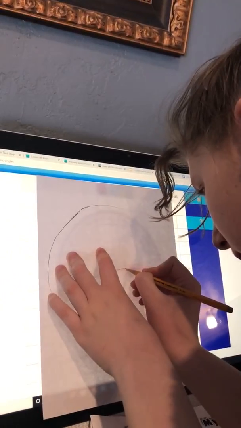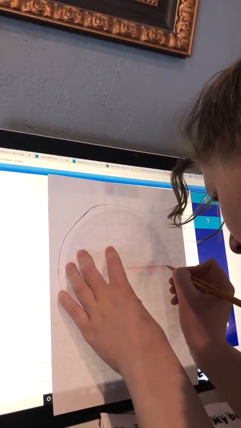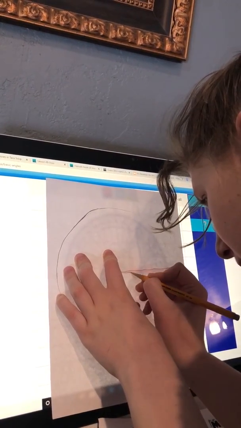Can you see it okay? Yeah, the lines are a little thick, so. You can do it. And it doesn't have to be perfect.